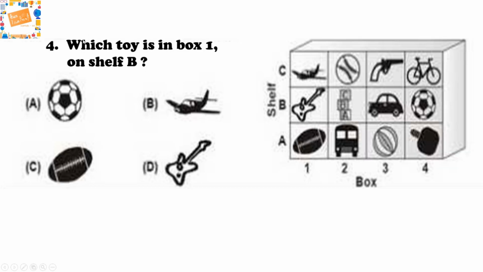Next question. Which toy is in box 1 on shelf B? This is the figure here and you have to tell which image is in box 1 on shelf B. Is it option A? Is it option B? Is it option C? Or is it option D? Well, this is an easy one, so the clock will go faster for this.